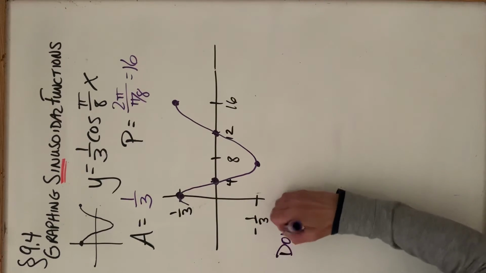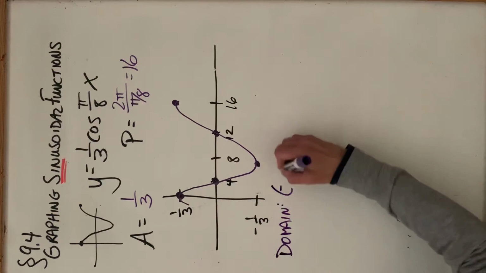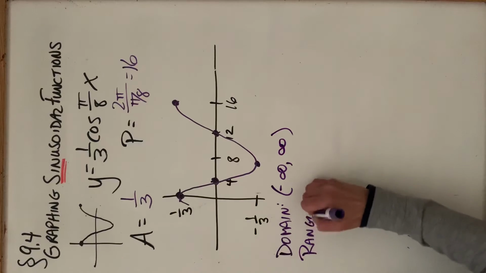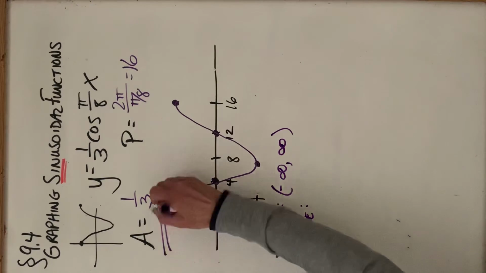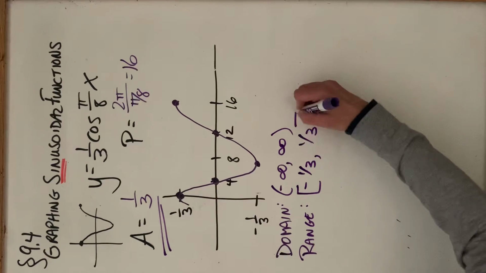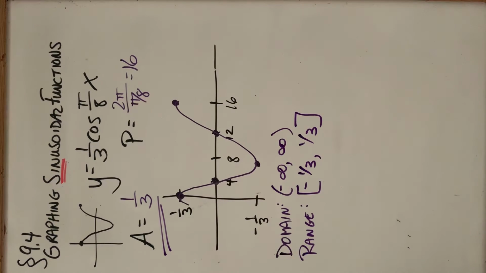Okay, so what is our domain? Again, domain is not changing. That is all real numbers. And our range is affected by our amplitude, right? So our range will be from negative 1/3 to positive 1/3. Okay? Okay, awesome. Let's do one more problem, and that is going backwards.